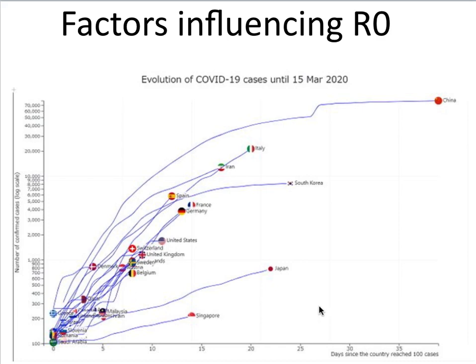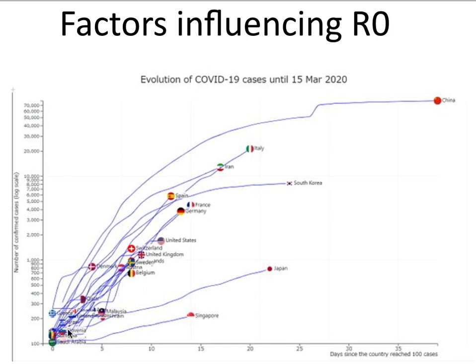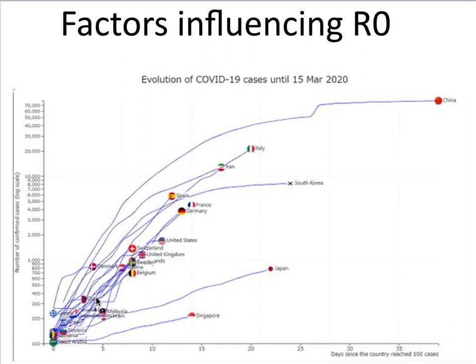This is an interesting graph showing the evolution of the COVID-19 cases until March 15th of this year. And what you can see here is that for a lot of the European countries, the number of cases increases at a similar rate. But there are some countries that show a very different pattern, like Singapore, Japan, and South Korea. This could indicate that these people are less susceptible. It could also mean that they have instilled measures to prevent the spread of the disease.